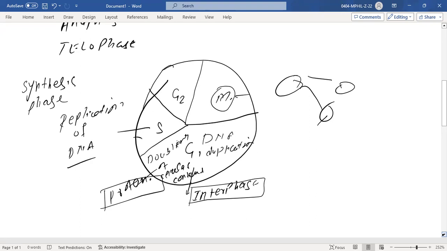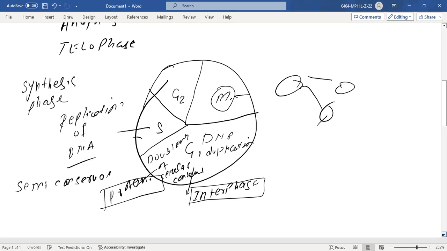Replication, translation, and transcription are different concepts. But what we are talking about right now is replication. Replication means that the DNA involved in this process has to replicate. And I hope you know about semi-conservative replication.